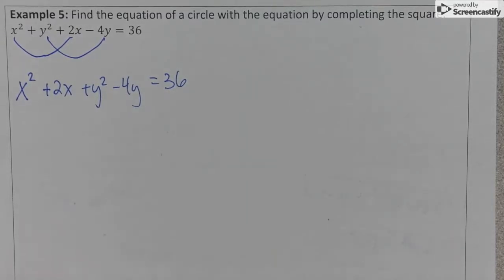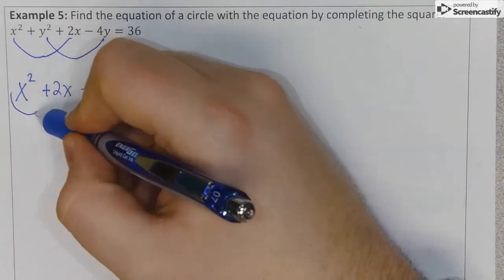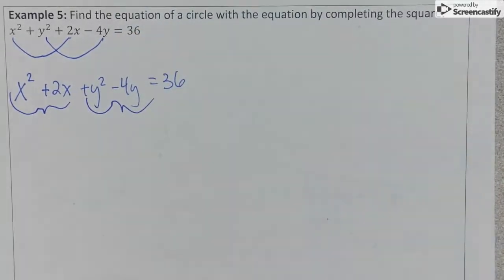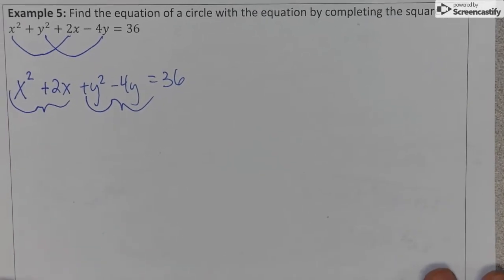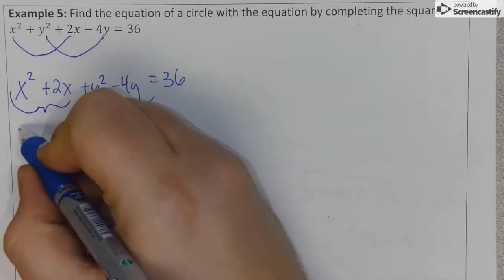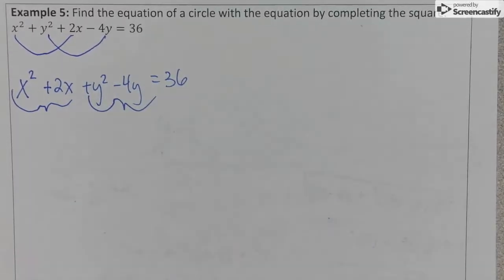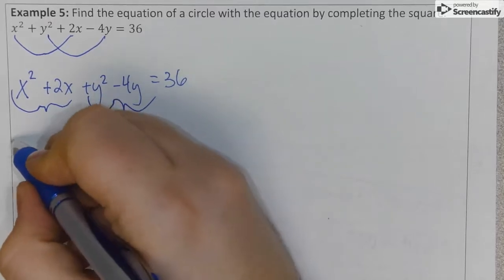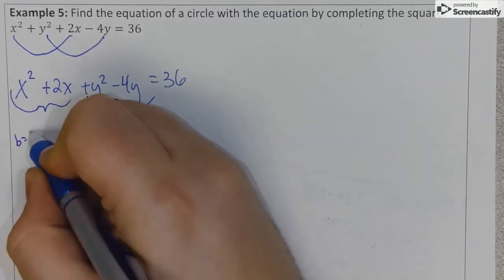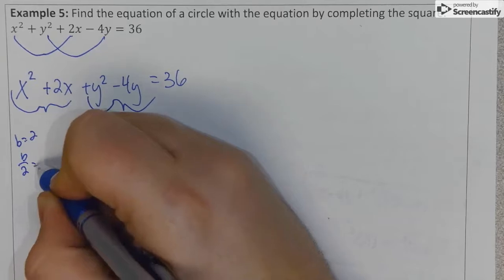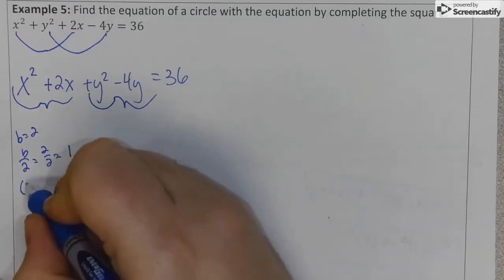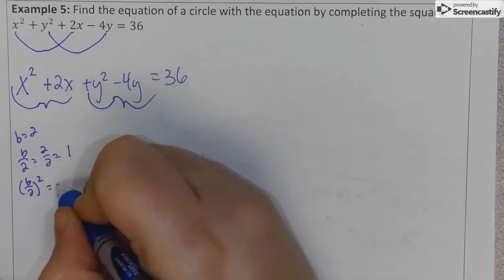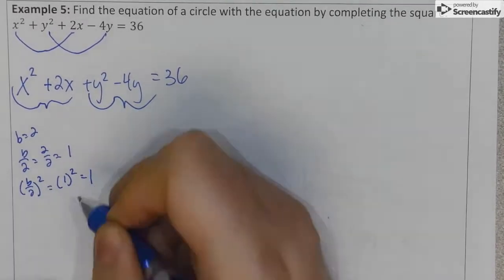Now I can complete the square. I have to complete the square for the x's, and then I have to complete the square for the y's. So if you forget how to complete the square, I have that handout for you, and you can use that to refresh yourself. But if we complete the square on x squared plus 2x, remember your b value here is 2. So we're going to do b divided by 2, which is 2 divided by 2, which is 1. And we're going to square your b divided by 2 value. So that's 1 squared, which is 1.